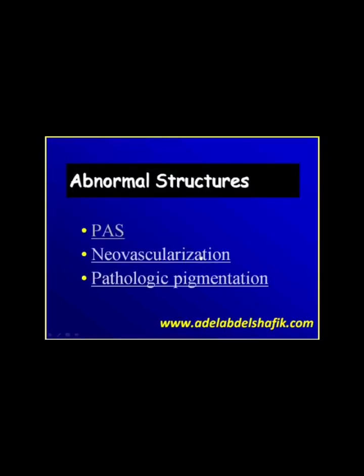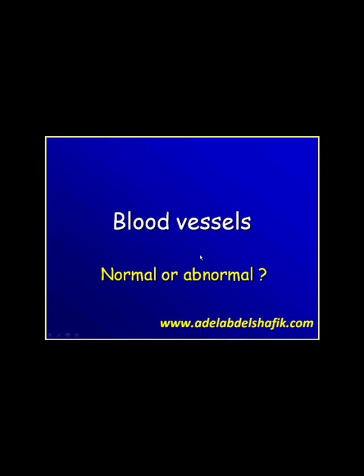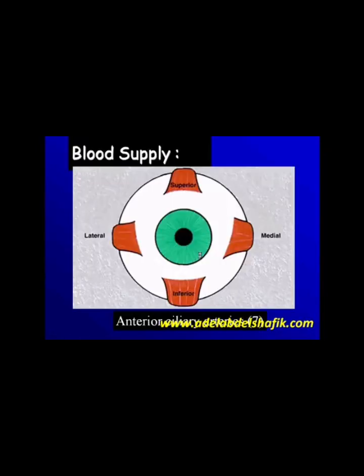The second is new vessels. Sometimes we see vessels in the angle, and we have to differentiate between a normal vessel that can be seen in the angle and abnormal vessels. To know the normal vessel, let's see the anatomy again.